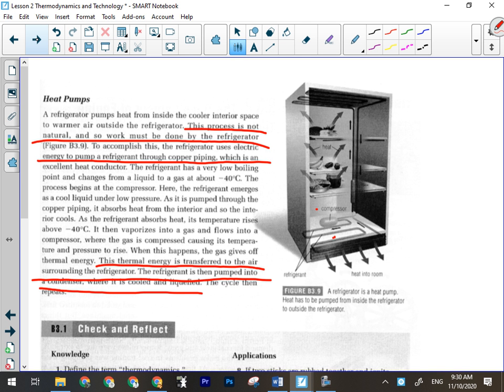So if you're going to make energy go backwards, then you have to use energy to do that. Just like active transport has to use energy to pump stuff up the concentration gradient, a heat pump has to use energy to make energy go the other way as well.